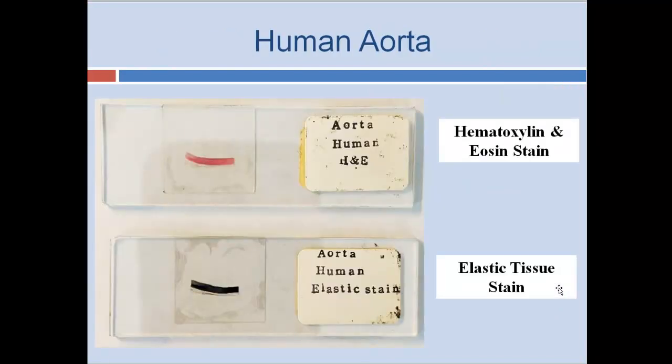So this is an example of a human aorta stained with a very routine hematoxylin and eosin stain. And here is a human aorta underneath stained with elastic stain. Now you see the elastic stain is very dark because the human aorta has up to 70 elastic membranes.